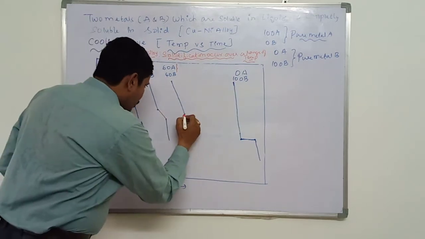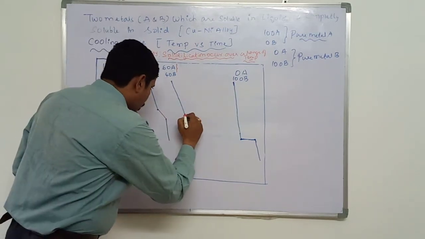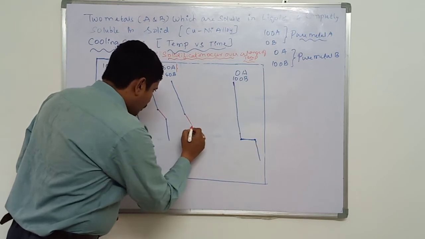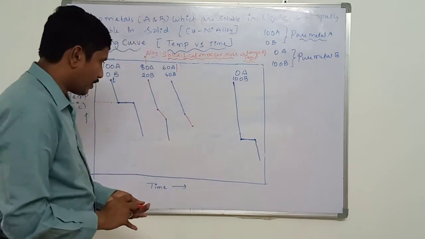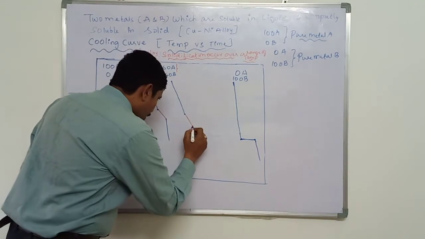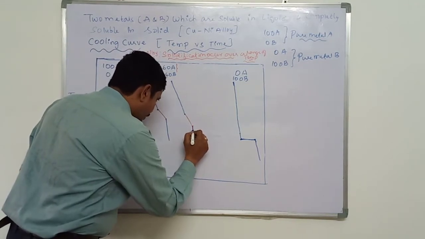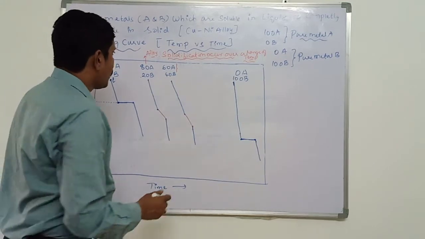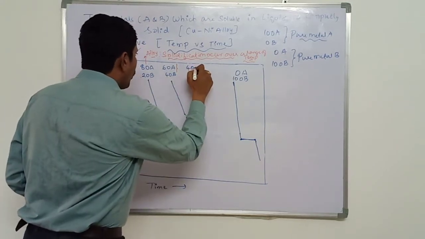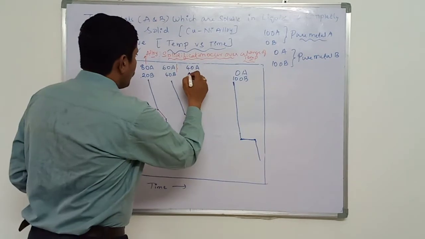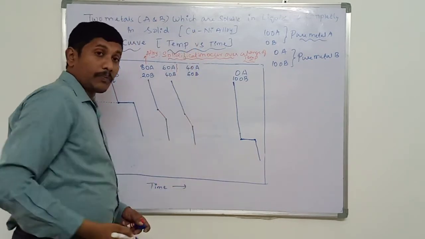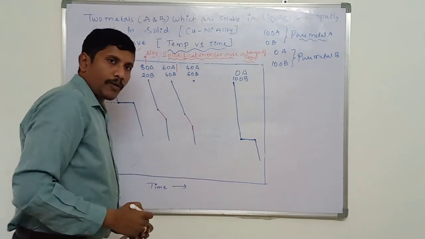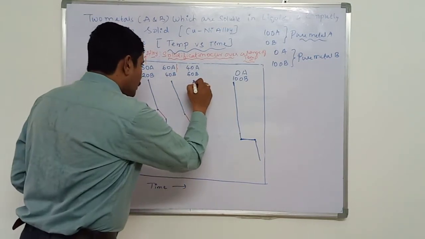So let us assume solidification starts here. Solidification will carry over a range of temperature. Let us assume solidification ends here, right? Now the solid solution is cooled to the room temperature, right? Now let us consider the alloy of composition 40A and 60B. So from the liquid or molten phase, cool the alloy, right?